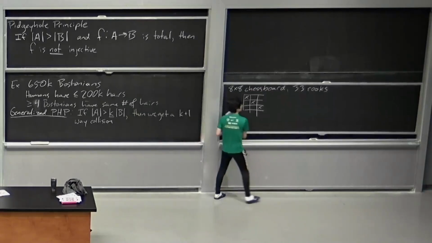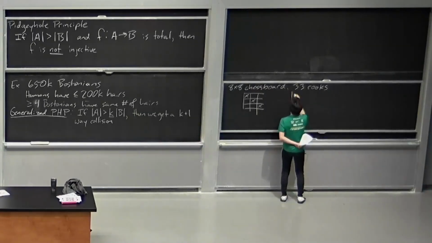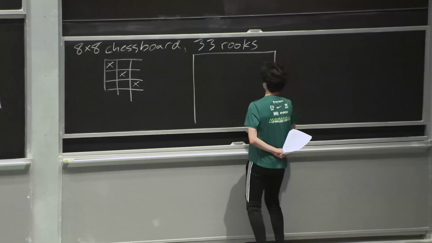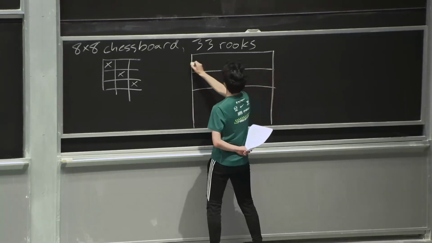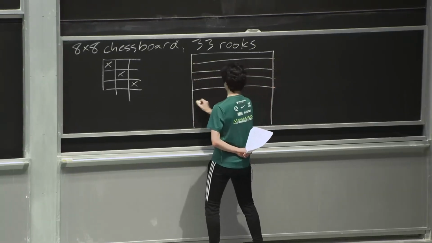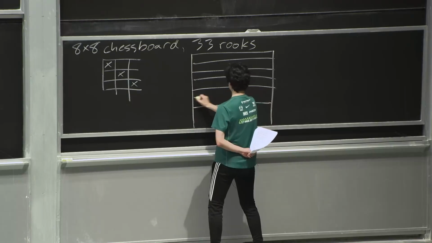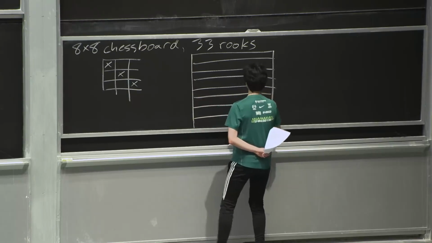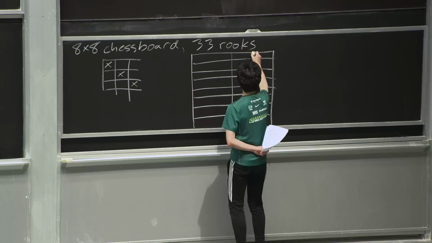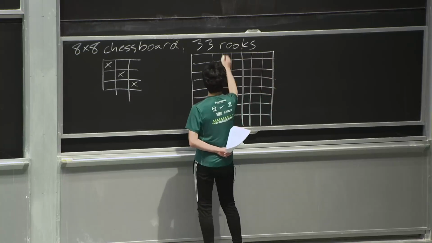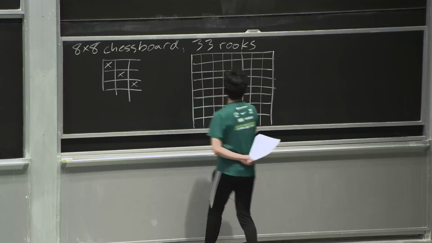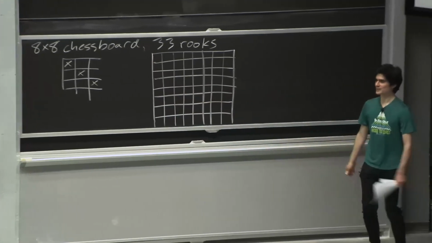Maybe it would help to draw out the chessboard. Let's see. 1, 2, 3, 4, 5, 6, 7. 1, 2, 3, 4, 5, 6, 7. Okay. There's our wonky chessboard.